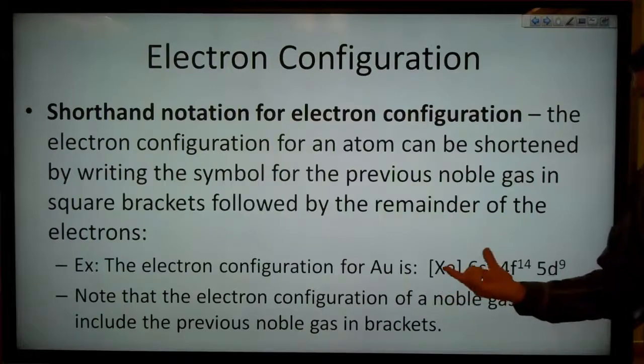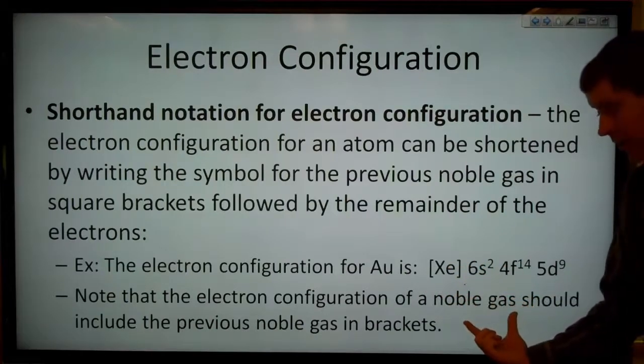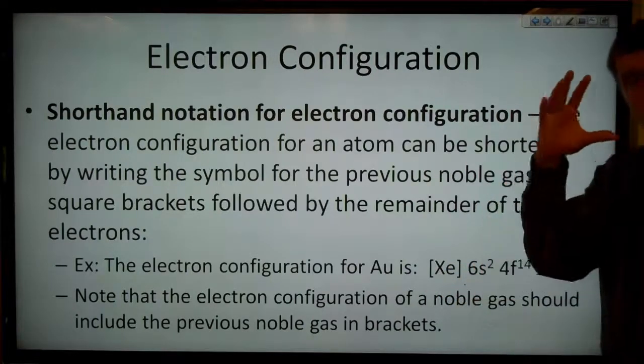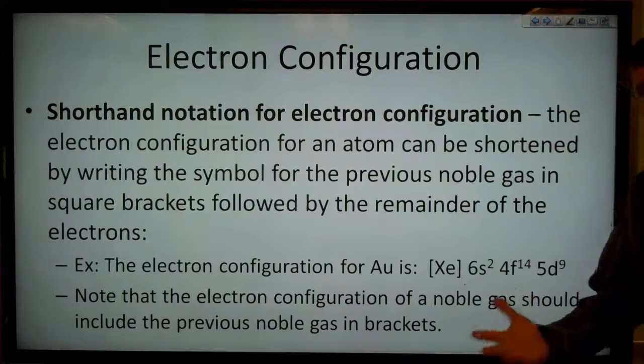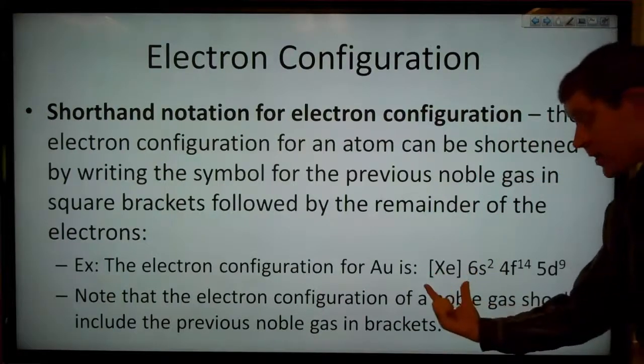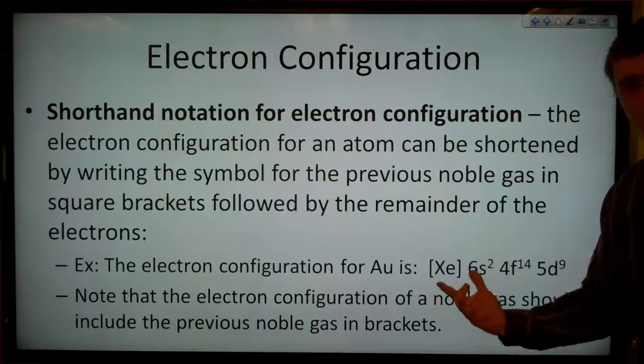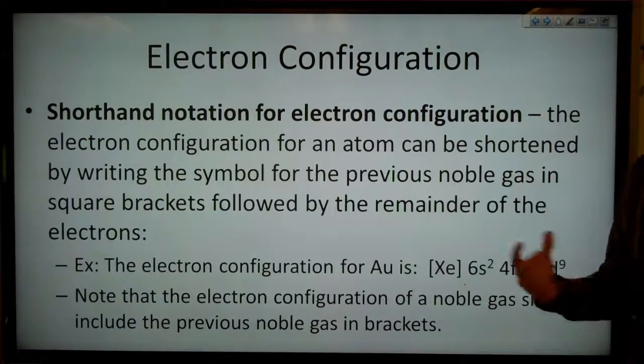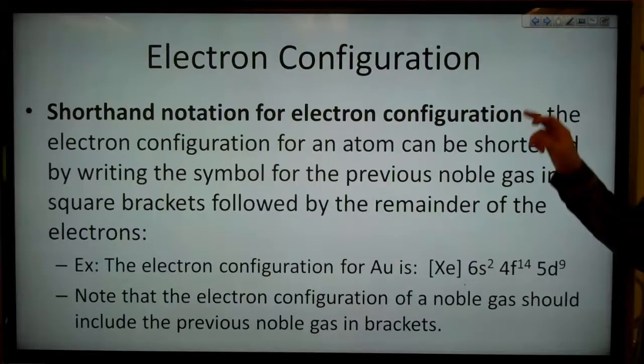So note here that the electron configuration of a noble gas should never just be written with its own symbol in square brackets. You have to use the previous noble gas. So if we want to write xenon's electron configuration, we have to use the previous noble gas. We can't just write xenon in place.